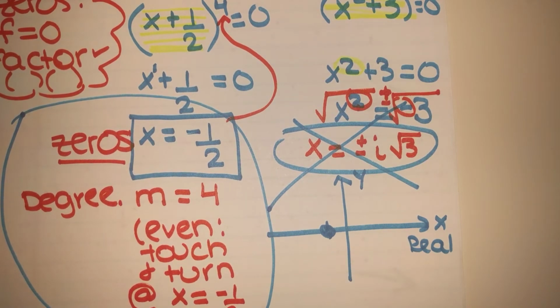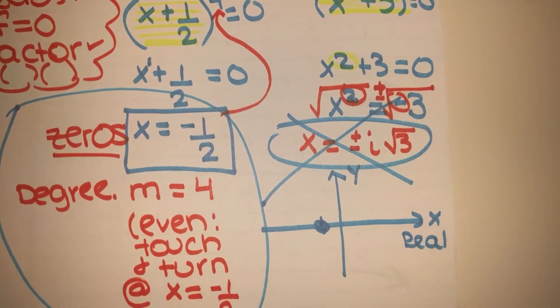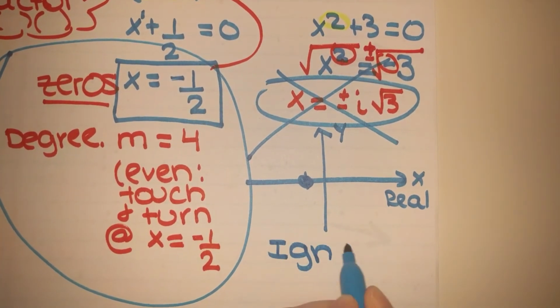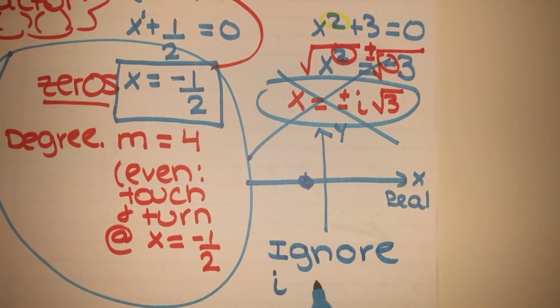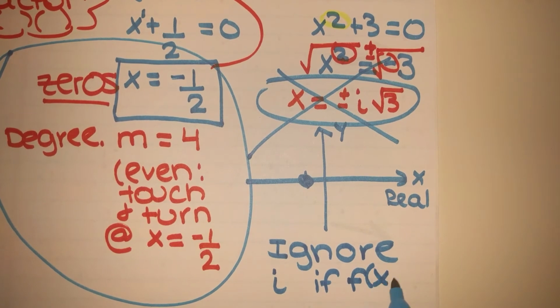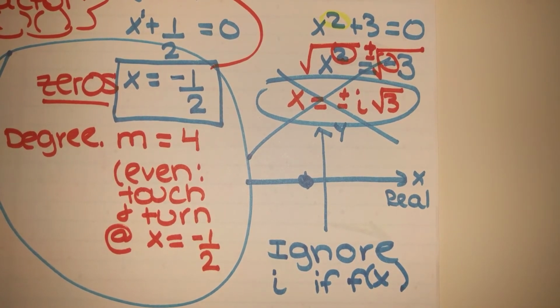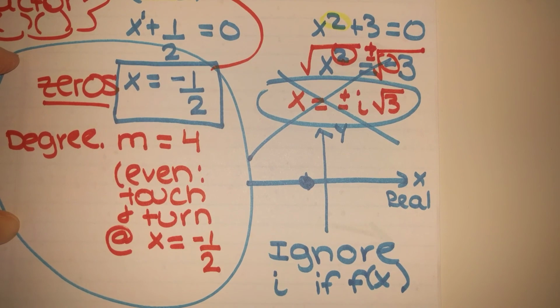So again, anytime you set the factors equal to 0, solve, and get an imaginary number, we always ignore those imaginary numbers if we are talking about a function. If it was just solve this equation, we would say it's a solution. But when we're talking about a function, we will ignore those imaginary i numbers, and so this negative 1/2 is our only solution.